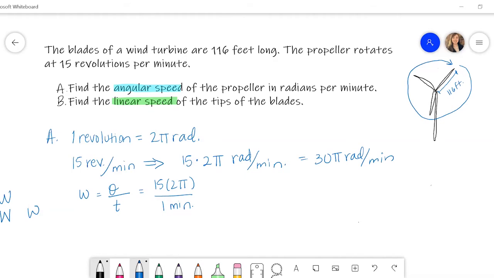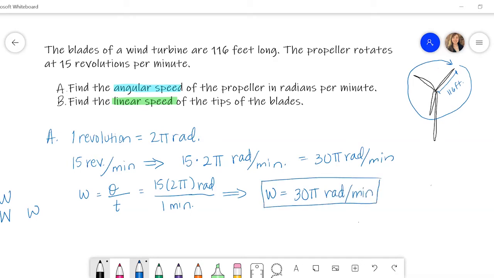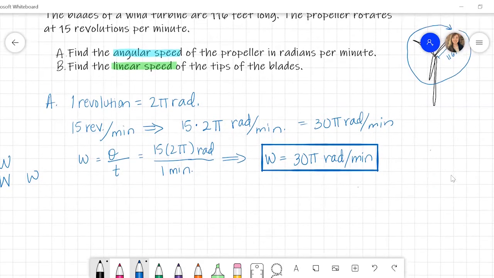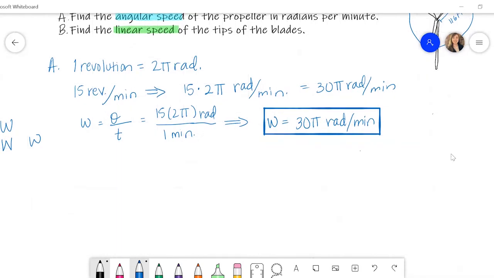So I would clean this up. This would be in radians. I would clean this up to just say omega, or that angular speed, is 30 pi radians per minute. Okay, so again, that's in terms of the angular motion. So how do we get to our second part? How do we get to our linear speed?